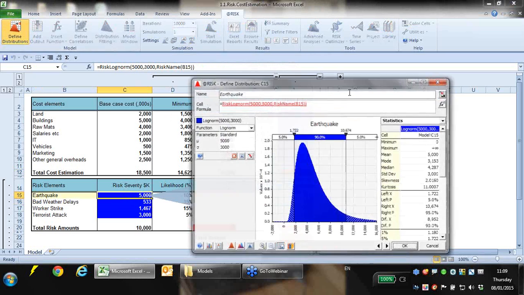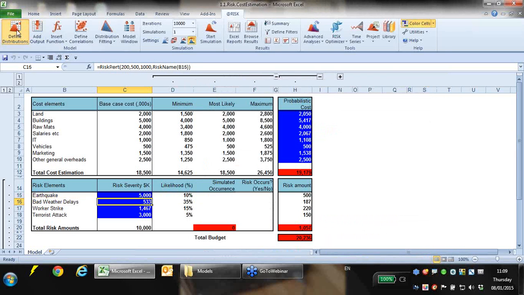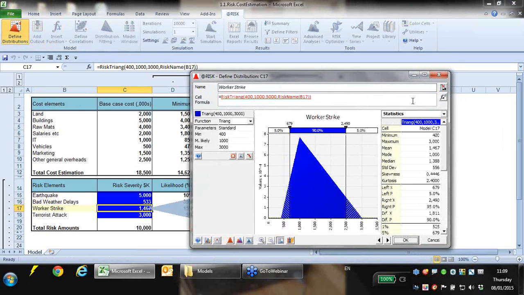So for earthquake, I've got a distribution ranging from a very minimal impact down here, maybe if it's a low number on the Richter scale, up to this high tail up here. So for each of them we've got a different type of distribution. We've got PERT distributions, log normal and triangle distributions, and so on. So you can mix and match your distributions instantly.